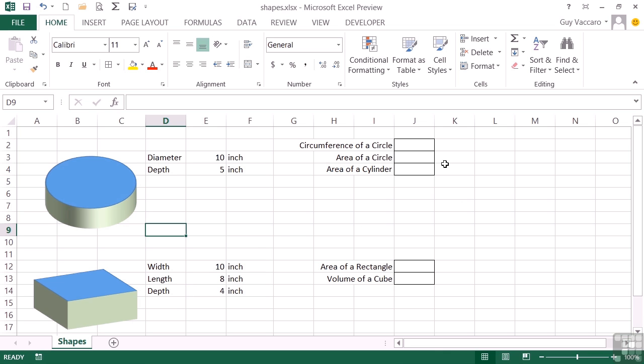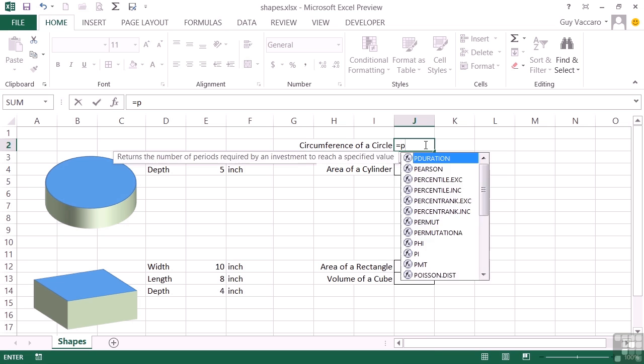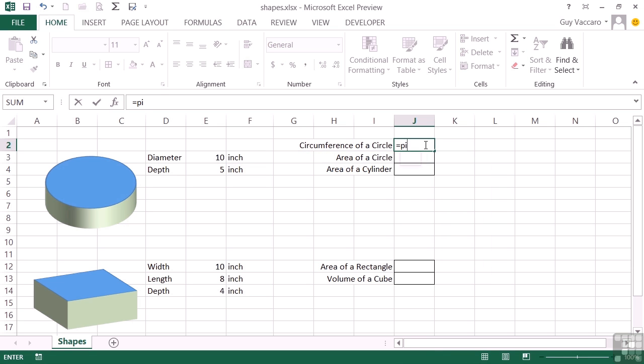So if we want to work out the circumference of a circle, the circumference of the circle is given as pi times the diameter. Now in Excel, we don't have to figure out what pi is, there is a little function. So it's equals PI for pi. So it's a standalone function that calculates the value of pi, and we multiply that by the diameter. So the circumference of our circle is actually 31.41593 inches. Let's format that to 2 decimal places.